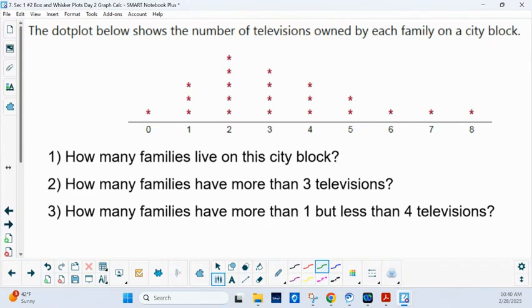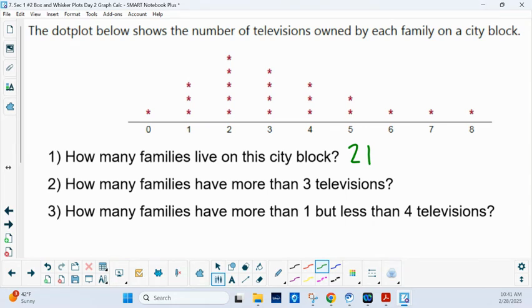So could we figure out how many families live on the block? What could we do? Count them. Count what? The stars. That's telling you how many families were asked. Count them up. Tell me how many families live on the city block. 21. Everybody got 21? It is 21.